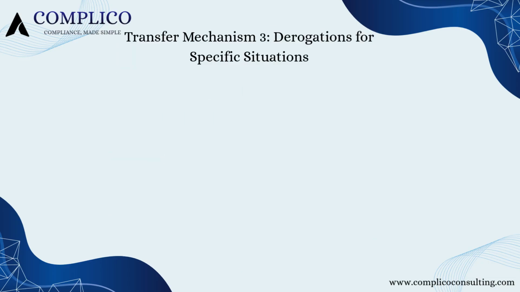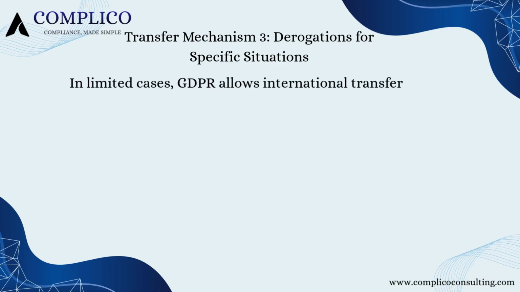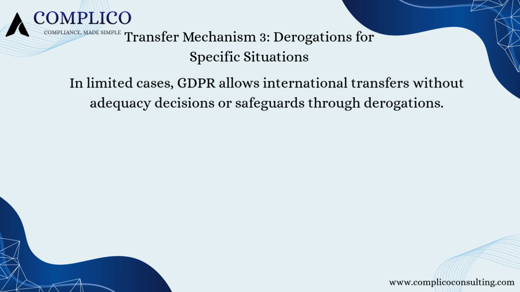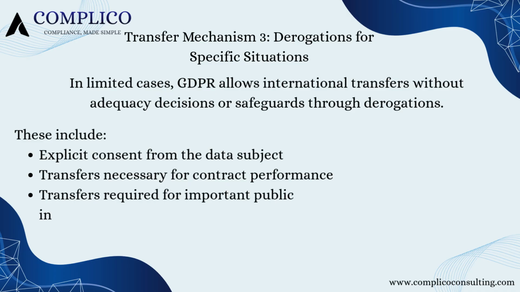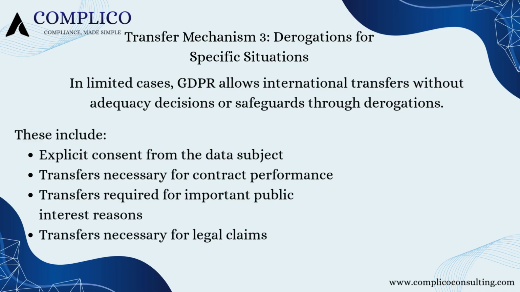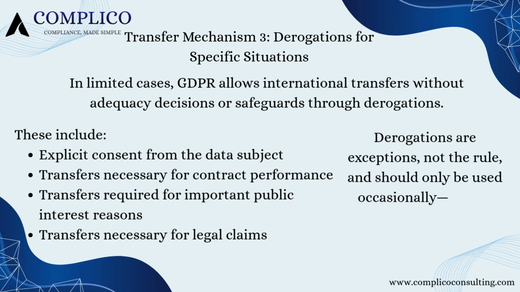Transfer Mechanism 3. Derogations for specific situations. In limited cases, GDPR allows international transfers without adequacy decisions or safeguards through derogations. These include explicit consent from the data subject, transfers necessary for contract performance, transfers required for important public interest reasons, and transfers necessary for legal claims. Derogations are exceptions, not the rule, and should only be used occasionally, not for regular or large-scale transfers.